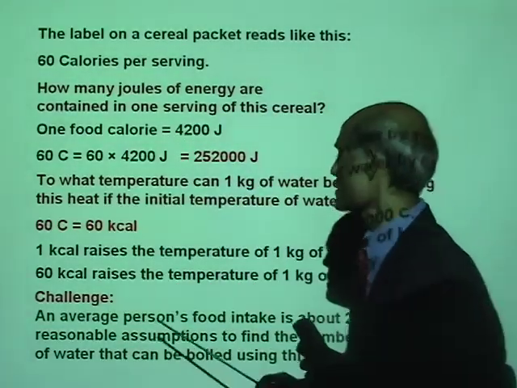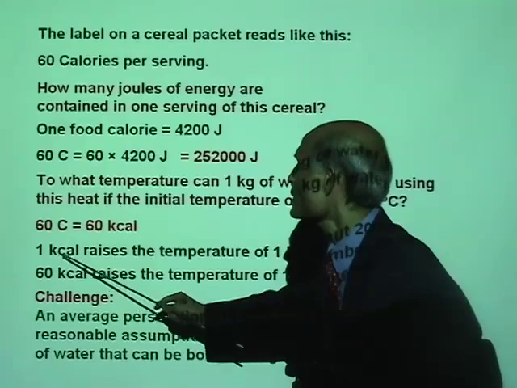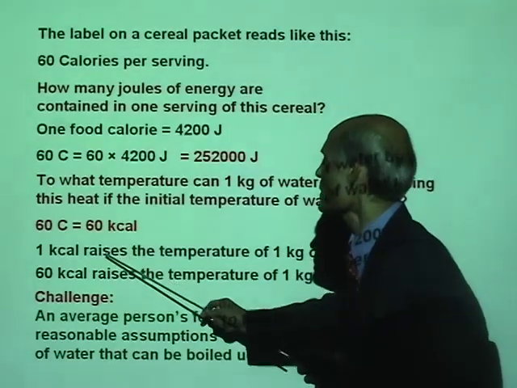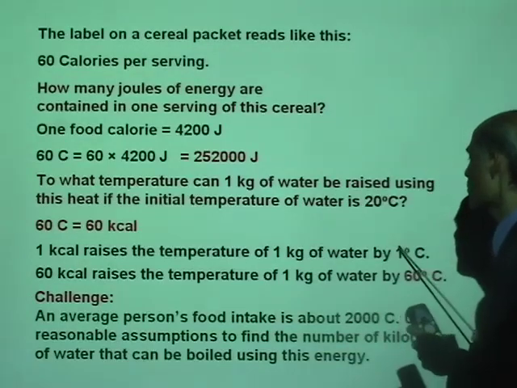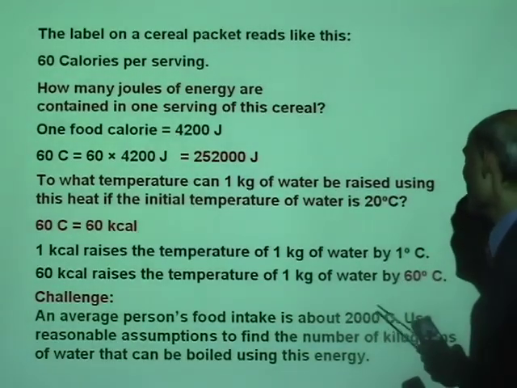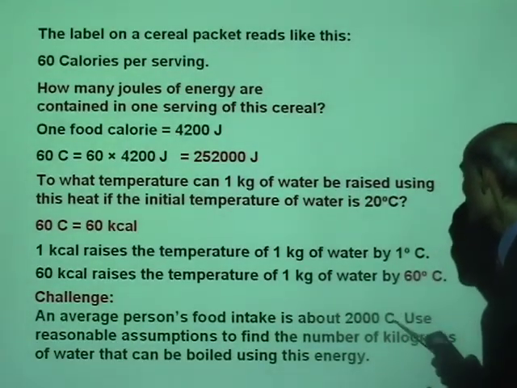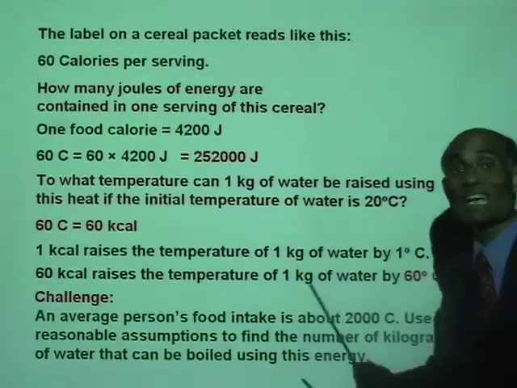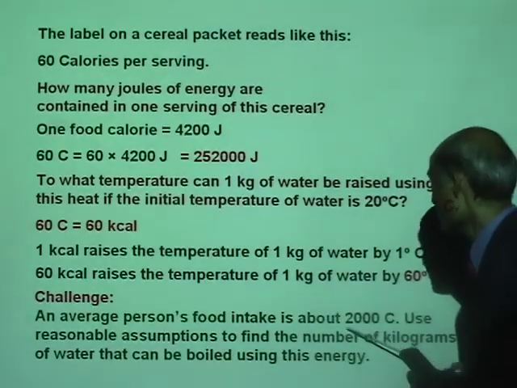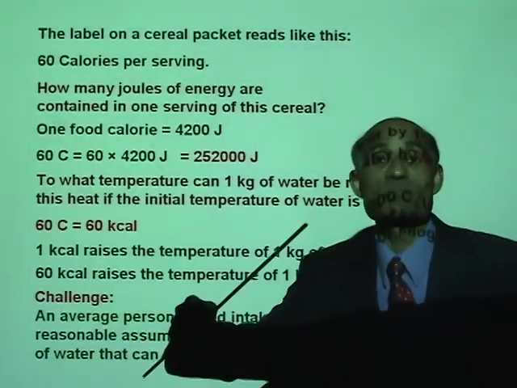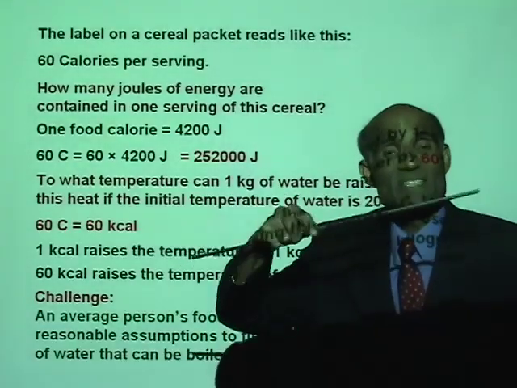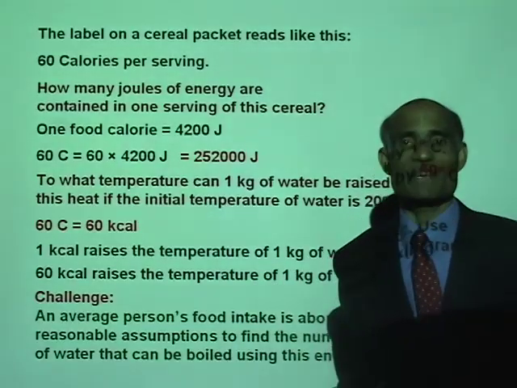In other words, you can start like this. 1 kilojoule raises the temperature of 1 kilogram by 1 degree. And therefore, remember, each food calorie is a kilocalorie. So 2000 food calories will increase the temperature. So give it to me step by step like that.